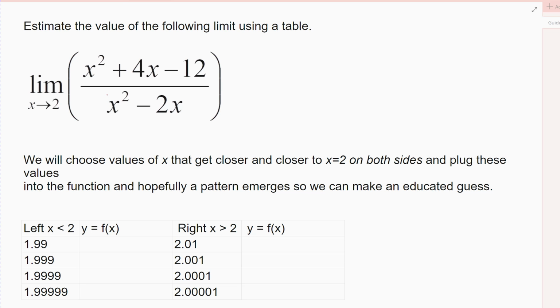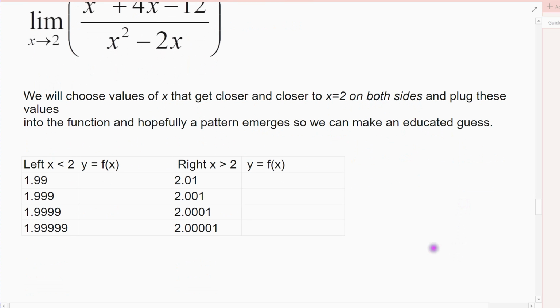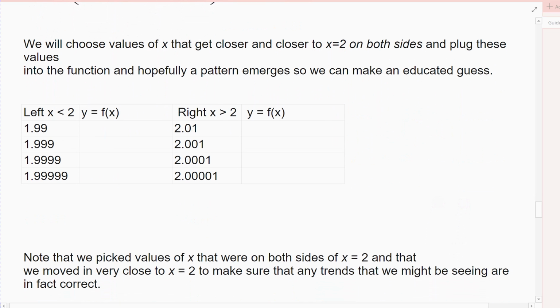So sometimes it's helpful to see a table example because it kind of goes hand in hand with the graphical example. All right, so I've set up a table where I've picked values to the left and the right of that 2 we're approaching. We're going to approach 2 and we want to get close to it. So you'll notice my values are very close. To the left of 2, meaning those would be smaller than 2. To the left of the x value 2 would be smaller than it.